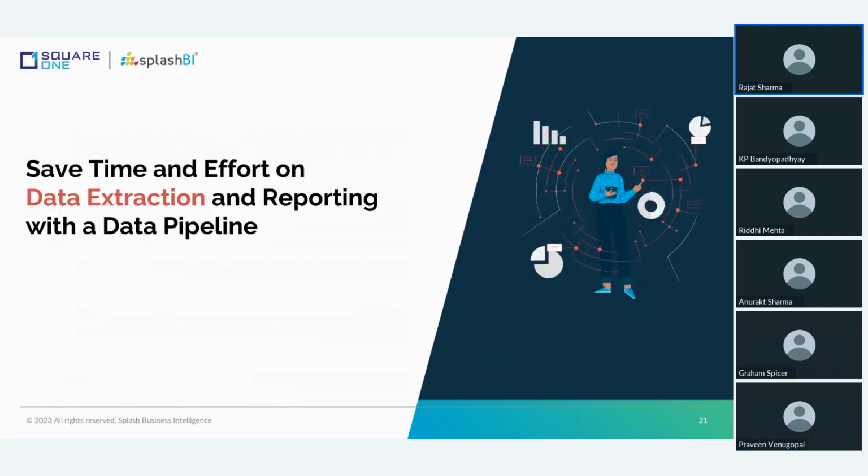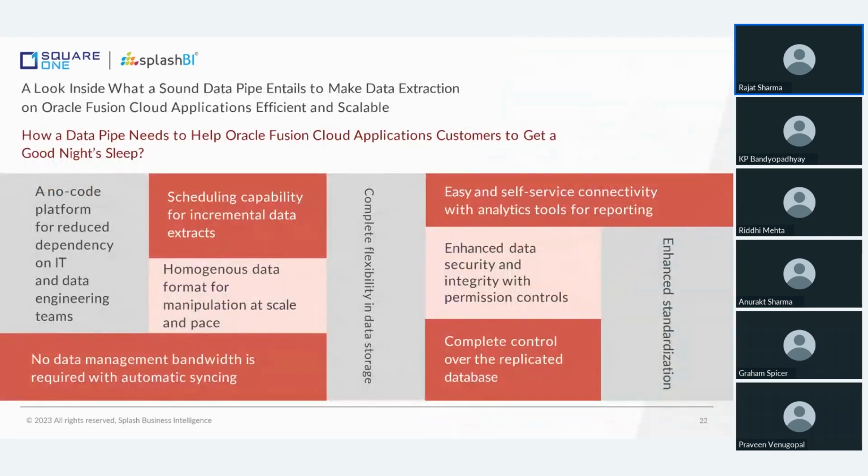So how can I save time and effort on data extraction and reporting with a data pipeline? The data extraction process, we believe at Splash BI, should be seamless, easy to use, and users should no longer have to write lines of code to address their data needs, right? What this basically means is that power users no longer need to rely excessively on their IT as well as their data engineering teams for every data extraction request, for them to be able to do the ad hoc analysis.